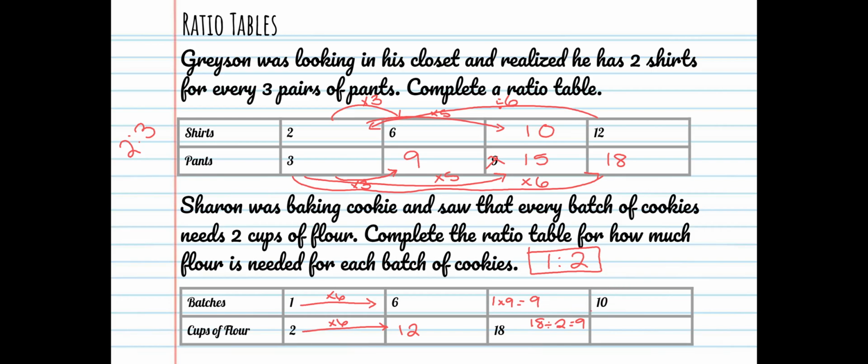Now our final one here, we have 10. If we want to make 10 batches of cookies, which is a lot of cookies, maybe it's for a bake sale, how many cups of flour would I need? So I know that 1 times 10 gives me 10. So that means I need to multiply 2 by 10 to get how many cups of flour I would need. 2 times 10 gives me 20 cups of flour. So I know I would need 20 cups of flour to make 10 batches of cookies.